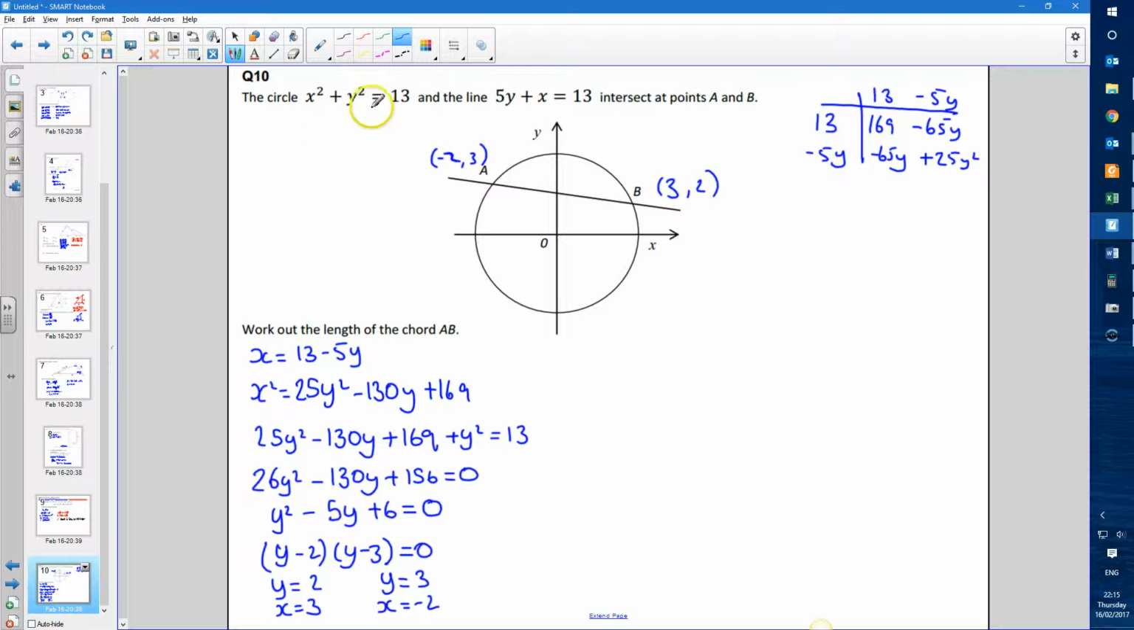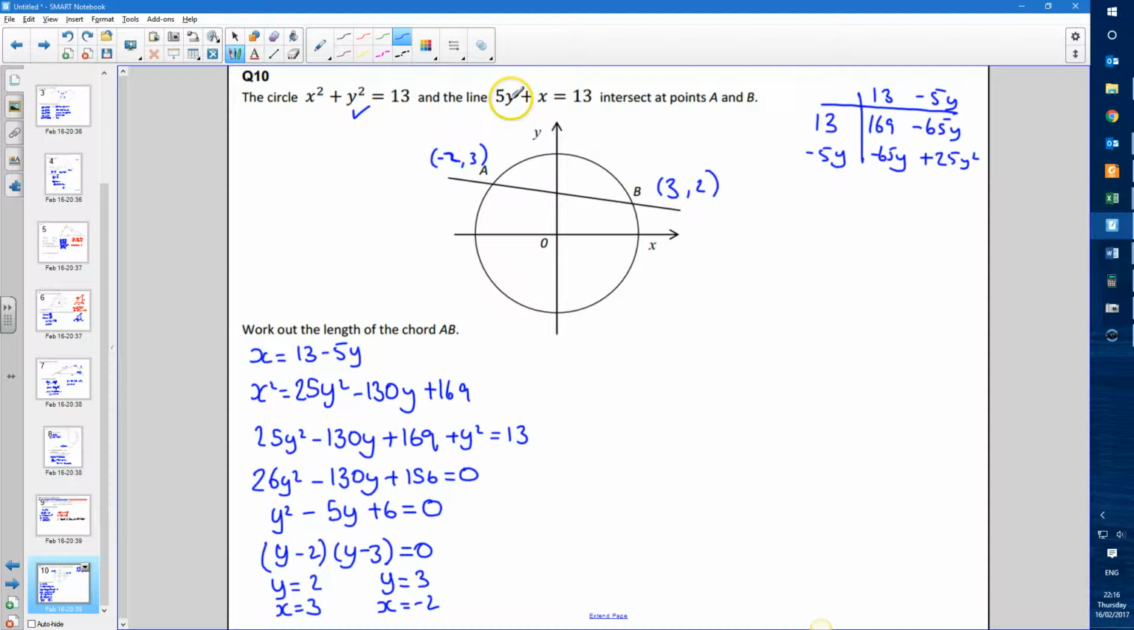Okay, so let's just check whether this works in both equations. So my x coordinate squared plus my y coordinate squared is equal to 13. So negative 2 squared is 4, 3 squared is 9, 4 plus 9 gives us 13. So it works for that set. Let's try this set. 3 squared is 9, 2 squared is 4, 9 plus 4 does give me 13. So both of them work in that equation there.